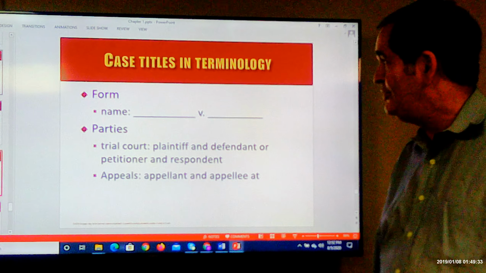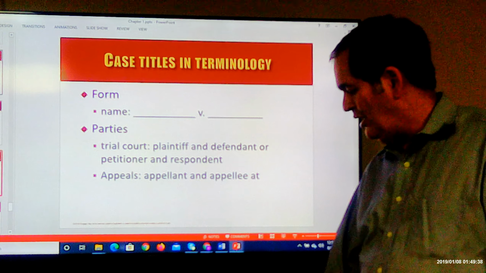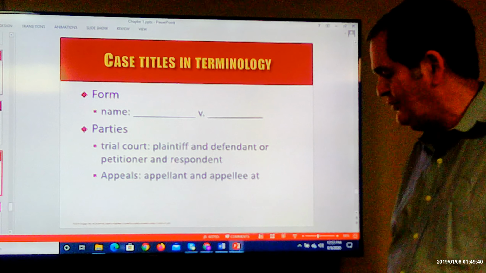Okay, I'm going to stop there with number 11. Remember that the magic word for Chapter 1 is federalism.